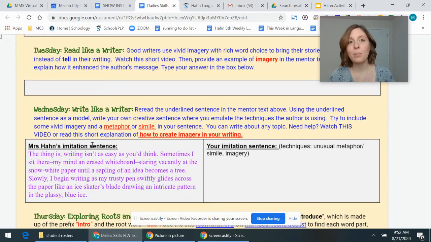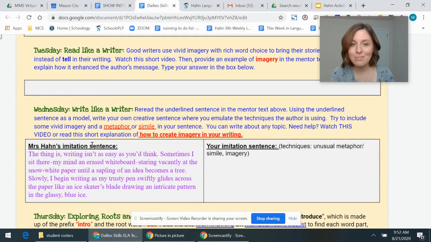You could write about basketball. You could write about family dinners. You could write about a vacation. You could write about your bed or your dog. Just pick something that you could write about and describe and make metaphors and similes about. So I wrote about writing. The thing is, writing isn't as easy as you'd think.